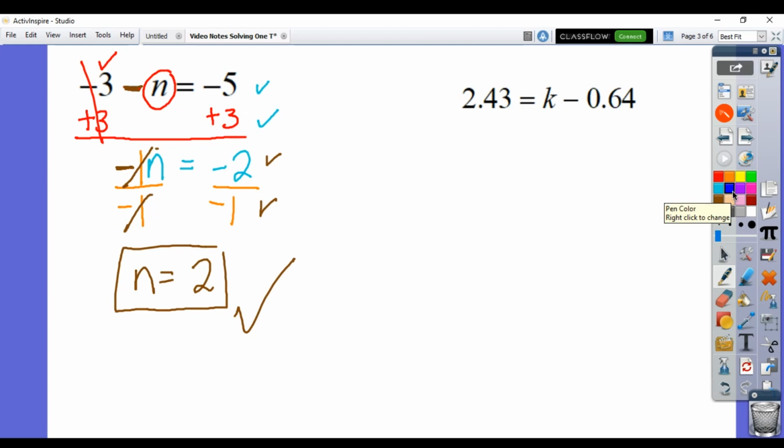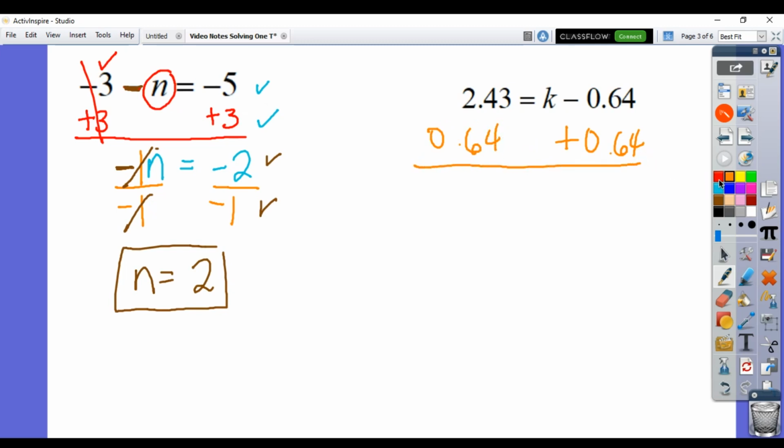For this problem, there's nothing different except that it's in decimal form. So what do we do here? Again, the k this time is on the right side of the equation, which is okay. And I need to get rid of this portion here. And how do I do that? I need to add 0.64, 0.64 also on the other side. When I do that, this crosses out, the equal sign, k will drop down, and 2.43 plus 0.64 will be 3.07. And that's the answer. Kaboom.